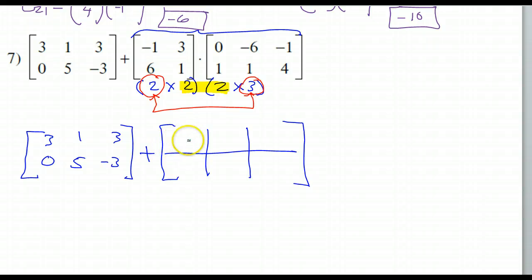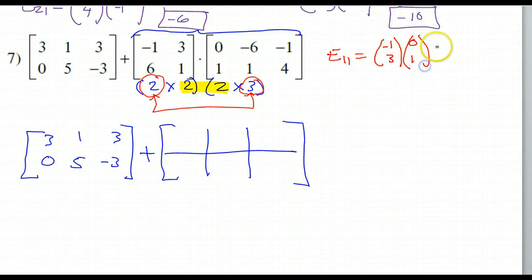Alright, let's start with this element right here. This would be element 1, 1. Okay, element 1, 1. So I'm looking for row 1 times column 1. Now, row 1 is this, -1 and 3. Column 1 is 0, 1. So that gives me 0 and 3, which is 3. So that tells me I have a 3.